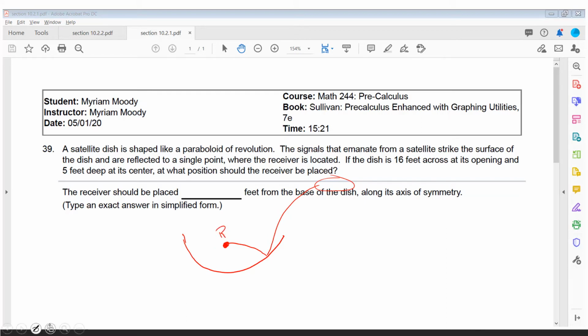Now, they're telling us that the dish is 16 feet across at its opening. So we know this is 16 feet. And it's 5 feet deep at its center. So we know this is 5 feet. And they want to know what position should this receiver be placed. So let's go, and first off, I'm going to get myself a new screen. Why? Because I want to be able to do some work and draw better. So here's our parabola. Here's the receiver, correct?